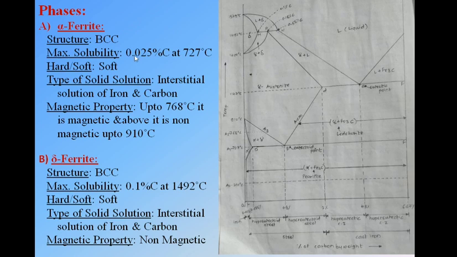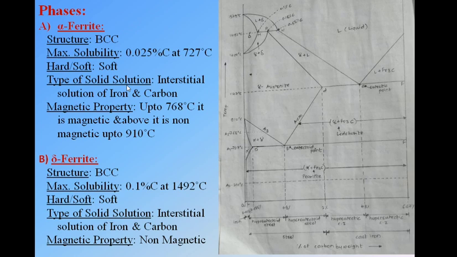Okay, so here we can write 0.025% carbon at 727 degrees Celsius. Means alpha ferrite can dissolve a maximum of 0.025% carbon at 727 degrees Celsius. This is the maximum quantity that alpha ferrite can dissolve. Okay, so this is the maximum solubility. Next, hard or soft. As it is in steel, it is a soft phase.